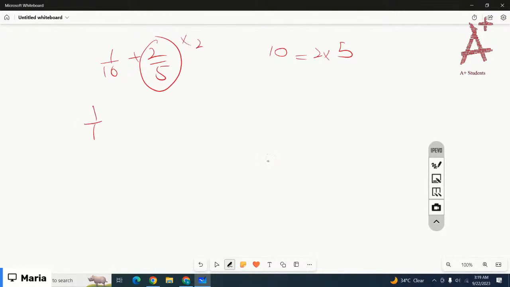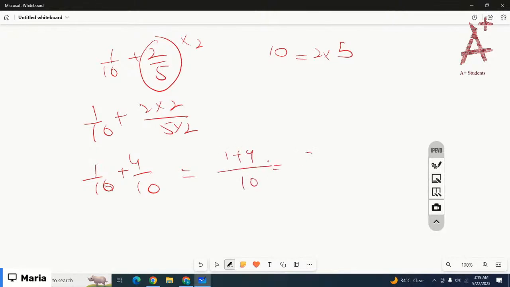So it would be 1 over 10 plus 2 times 2 divided by 5 times 2. So it would be 1 over 10 plus 4 over 10, right? They have like denominators. You can simply add their numerators. It would be 1 plus 4. That would be 5 over 10. The correct option is 5 over 10.